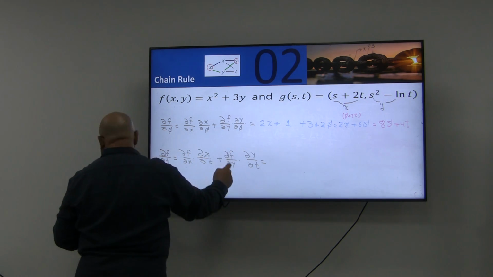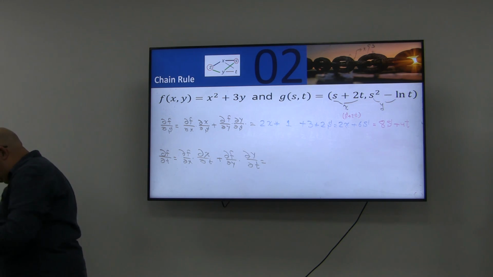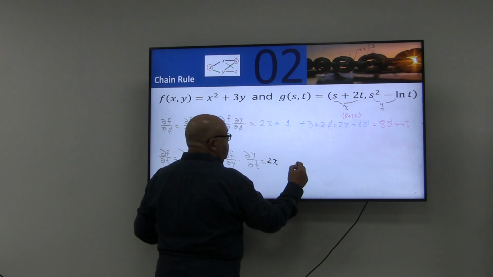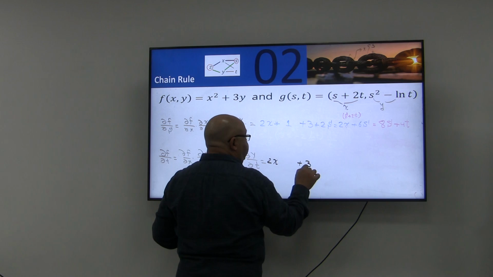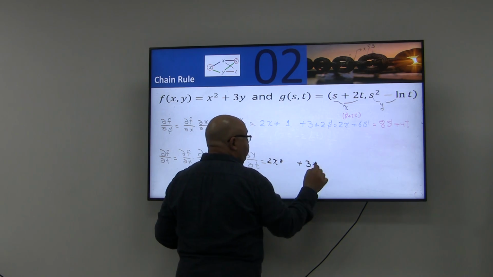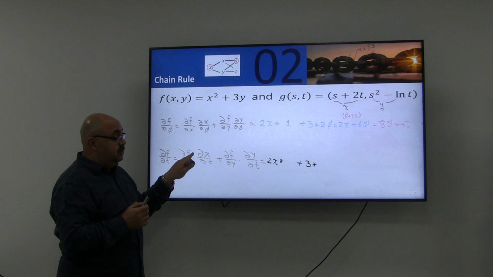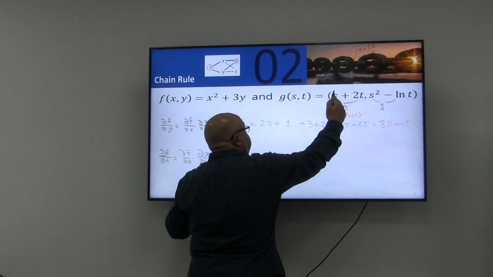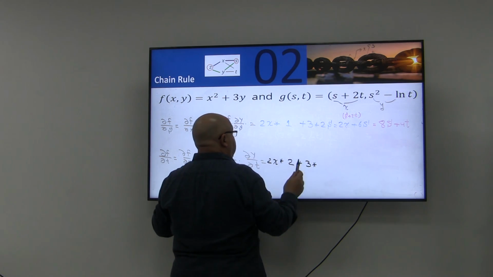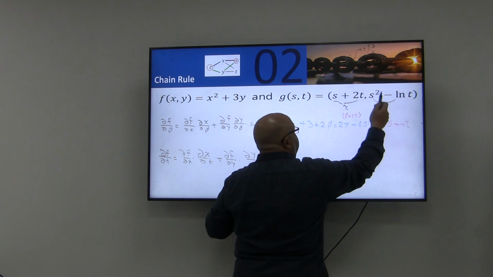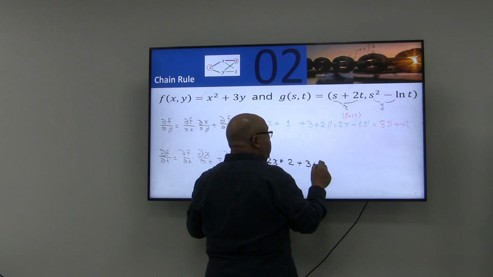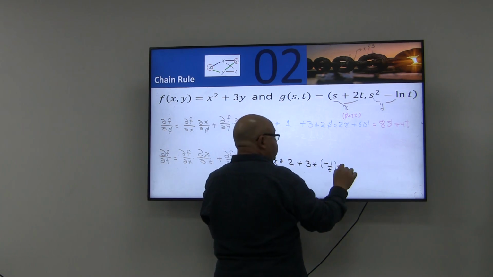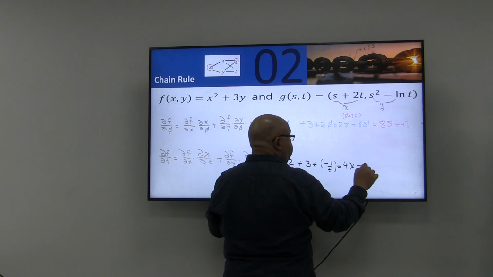The second one is similar to the first. The derivatives of f with respect to x and y already exist. So it's going to be 2x, then plus, the same way, 3. The difference will be in the derivatives of x and y with respect to t. So differentiating x with respect to t, the result will be 2. And the remaining one, differentiated with respect to t, is going to be negative 1 over t. Then finalize it exactly like before. It's going to be 4x minus 3 over t.